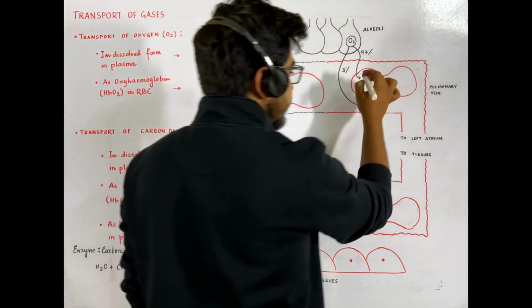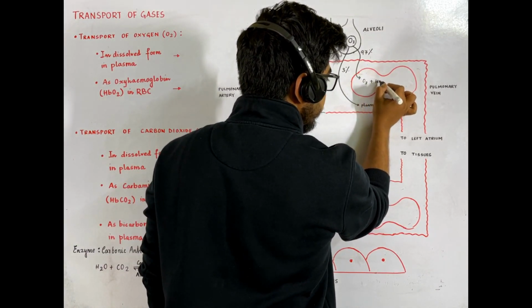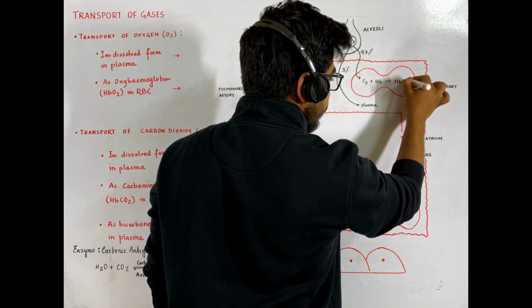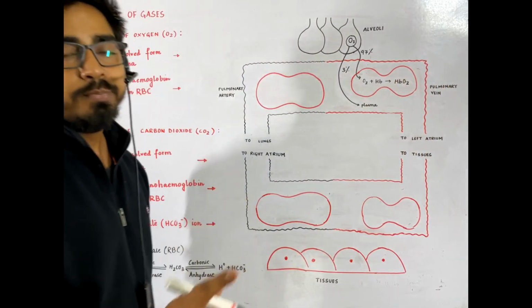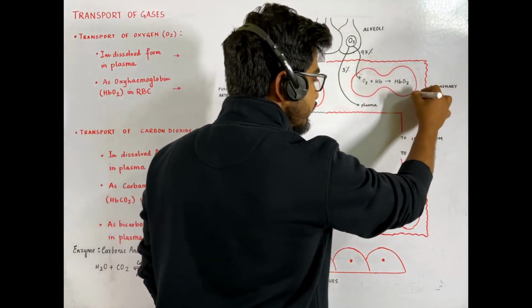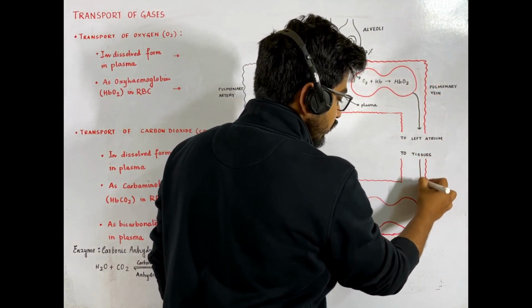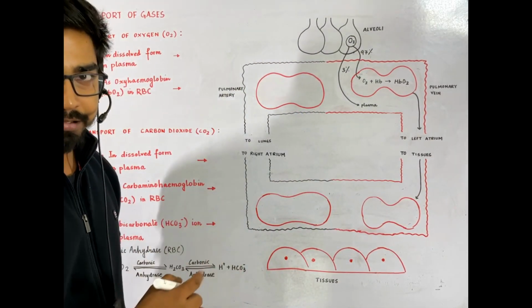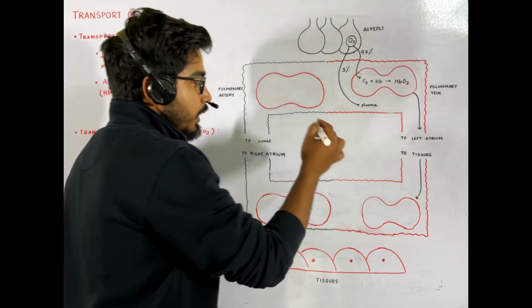Inside the RBC, oxygen will combine with hemoglobin to form oxyhemoglobin, and it will be transported in the form of oxyhemoglobin in RBC. So 97% of oxygen is transported to the tissues in the form of oxyhemoglobin in RBC, and 3% of oxygen is transported to the tissues in plasma.